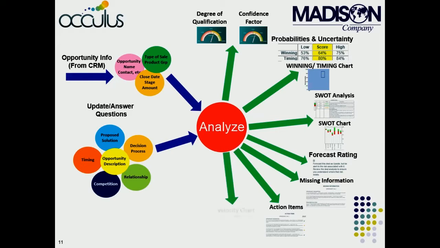Another area that you can see in Oculus after the analytics is a thing called the velocity chart. This velocity chart automatically calculates every time you go to an account and you update the answers to these questions.